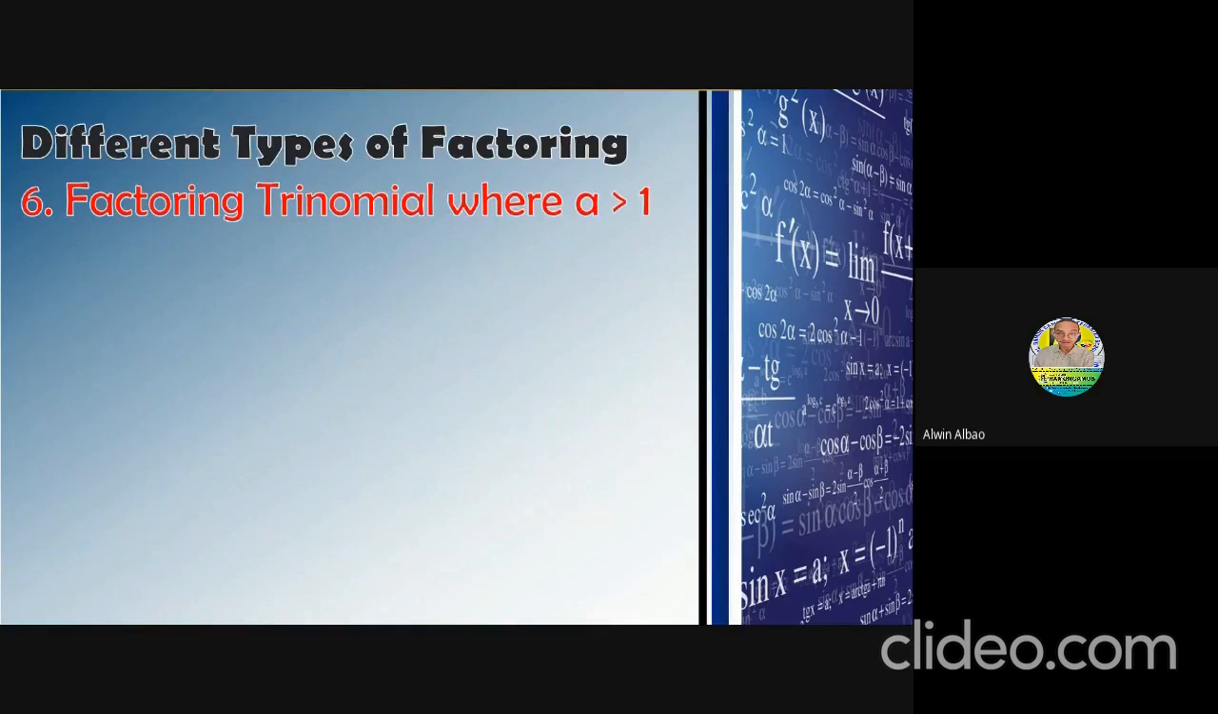Next, number 6, factoring of trinomial where a is greater than 1. So, yung coefficient natin sa first term is higher or greater than 1. Example, 3x squared minus 2x minus 5, and then 2x squared plus 3x minus 9.